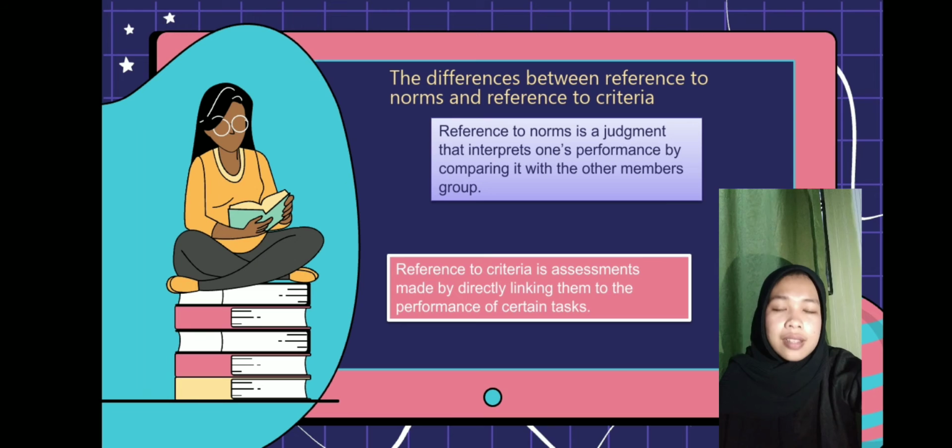Reference to criteria is assessment made by relating directly to the performance of certain tasks, usually on a number of specific mastery levels. The reference to criteria assumes that almost everyone can learn anything at all times, but at different times. These reference points are the existence of remedial program, standard interpretations of comprehension, basic competence, and test results scoring indicators are always compared to the preset criteria.